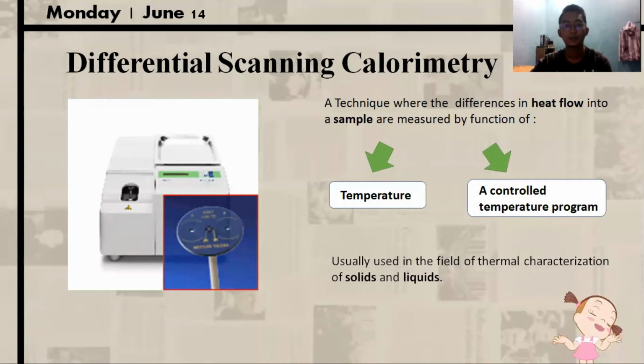Hi, I'm Nuzul and I will continue the discussion about DSC, or differential scanning calorimetry. DSC is a technique where the differences in heat flow into a sample are measured as a function of temperature and a controlled temperature program. This technique is usually used in the field of thermal characterization of solids and liquids.